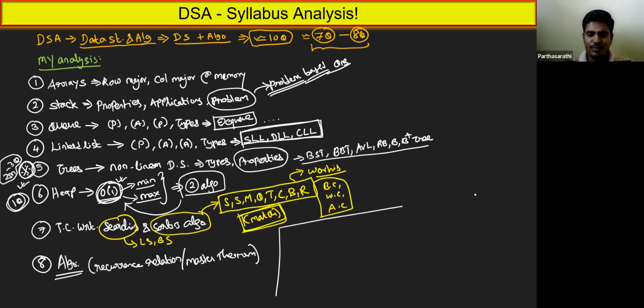And then with respect to algo, we can divide this entire block into 5 small subunits. The first unit will be, let us call it A, divide and conquer strategy. Second one will be greedy approach. Third one will be dynamic programming. Fourth one will be backtracking. And then the last one will be branch and bound.